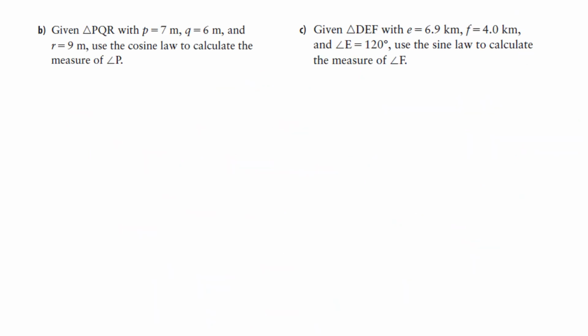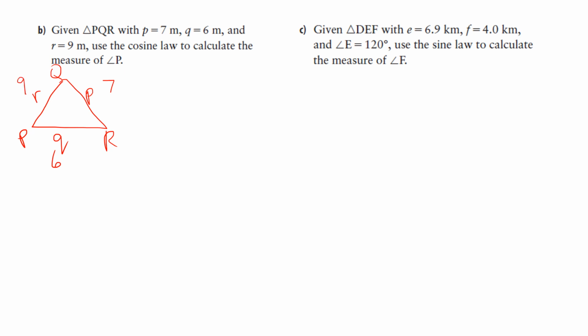Okay, so this is going to be just some more review on cosine law and sine law. So I'm going to try to do this fairly quickly since I already did examples on the other questions. I just want you to be able to check your work. So we've got three sides here. We've got P at 7, we've got Q at 6, and we've got R at 9.